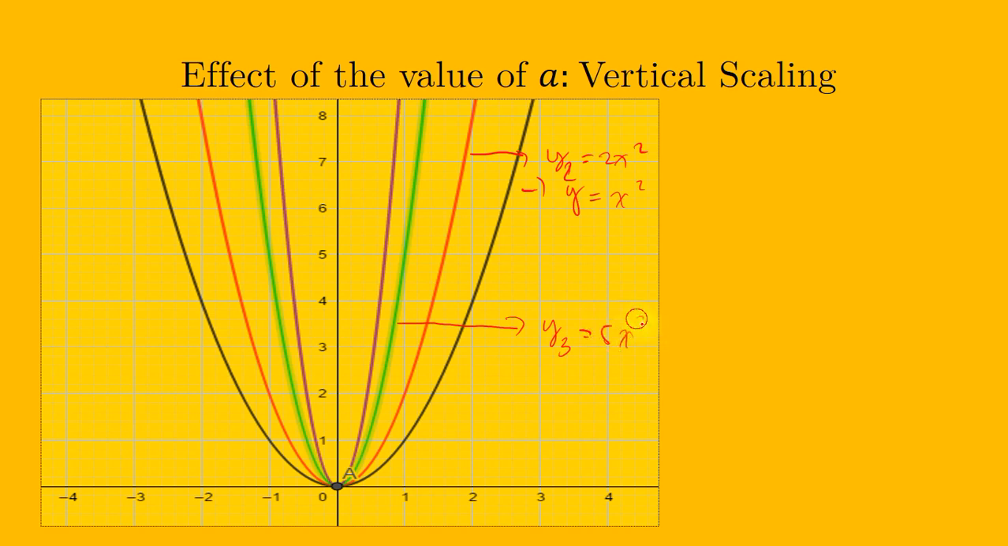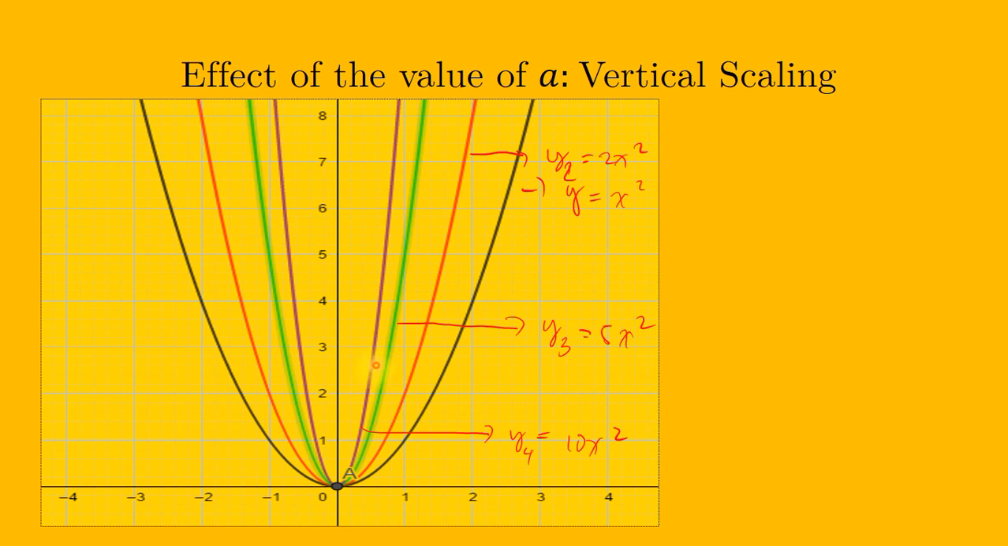5x squared. And the purple one, that is y equals 10x squared. Y sub 4, that is 10x squared. So what I am trying to emphasize here is that, as you can see, from x squared, look at the graph, it's very wide. When you make a larger, from 1 it becomes 2, then it becomes 5, which is the green graph, then it becomes 10, which is the purple one.